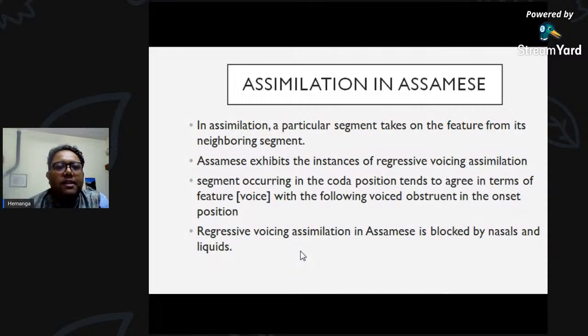So, okay, let's see what is assimilation in Assamese. In assimilation, a particular segment takes on the feature from its neighboring segment. Assamese exhibits an instance of regressive voicing assimilation. Segments occurring in the coda position tend to agree in terms of the feature voice with the following voiced obstruents in the onset position. So you should remember what is onset and coda.